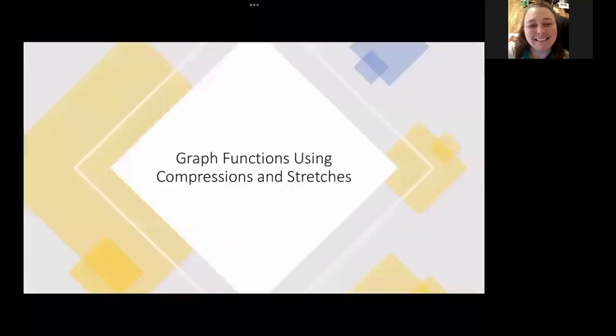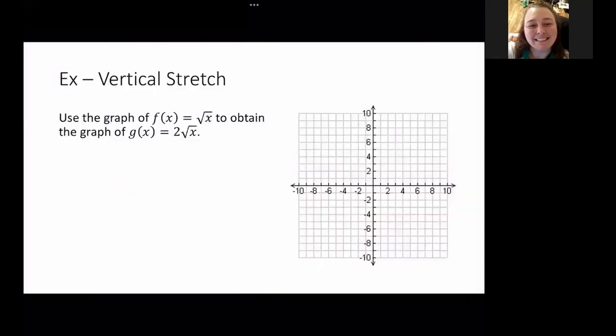Now, let's take a look at how we can actually change the shape of it by either compressing it or stretching it. So again, we're going to look at an example. We're going to start by creating a table of values for g. Our f of x is square root of x again, and we're going to use that to graph 2 times the square root of x. This time our number is outside of that square root. We're not doing anything inside, it's on the outside.